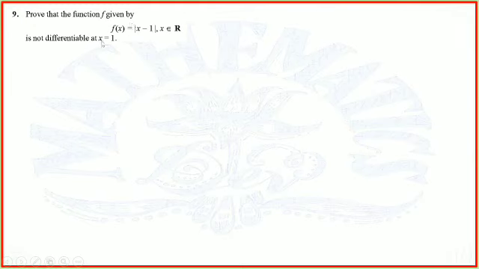So let us go for question number 9. Question number 9 says prove that the function f given by f of x is equal to modulus x minus 1, where x belongs to the real numbers, is not differentiable at x is equal to 1. That means we have to prove that the function is not differentiable at x is equal to 1. What does it mean? That means the left hand derivative at 1 is not equal to the right hand derivative at 1.